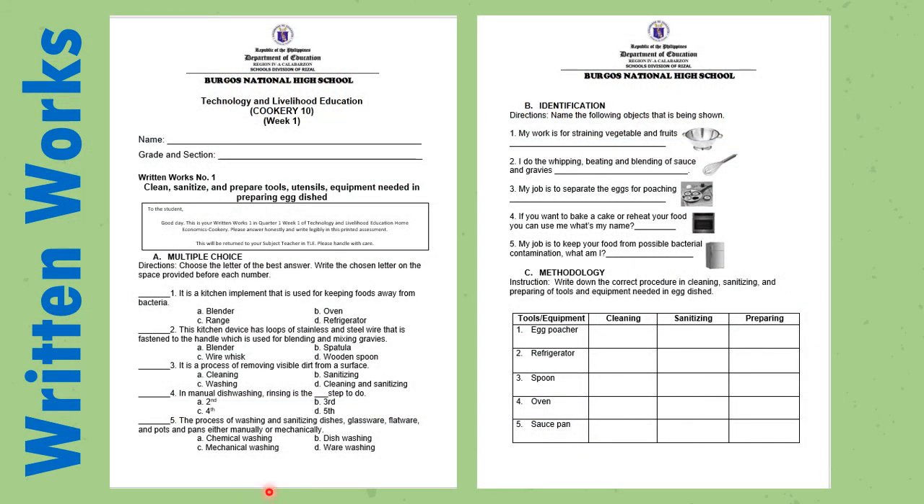Okay, class. For your written works, I want you to answer this on one whole sheet of paper. This is composed of 15 items. First, multiple choice. Second, identification. And third is the methodology.